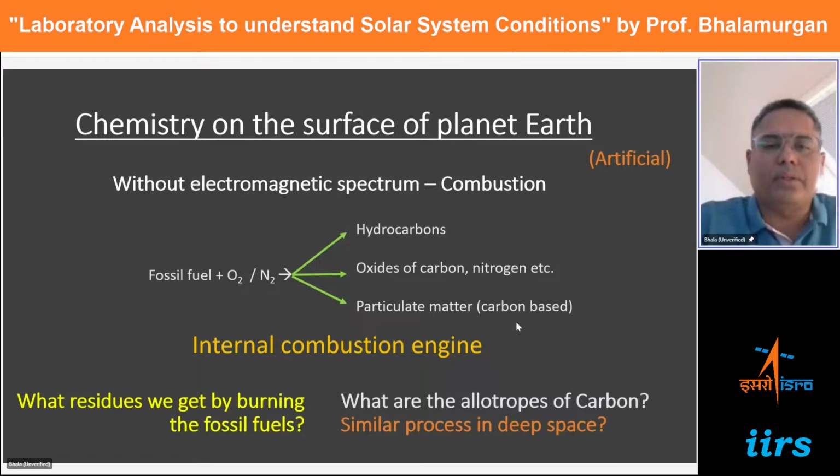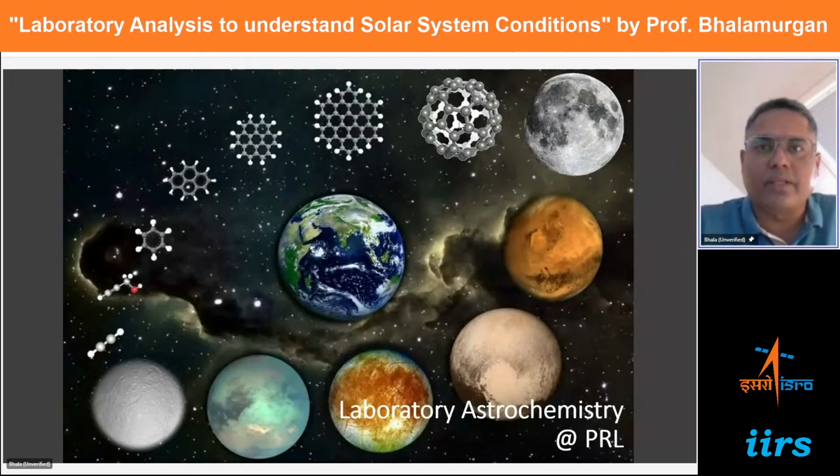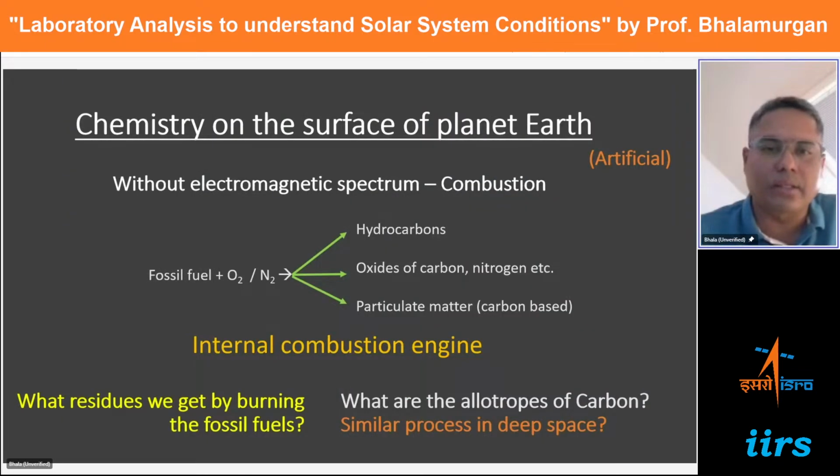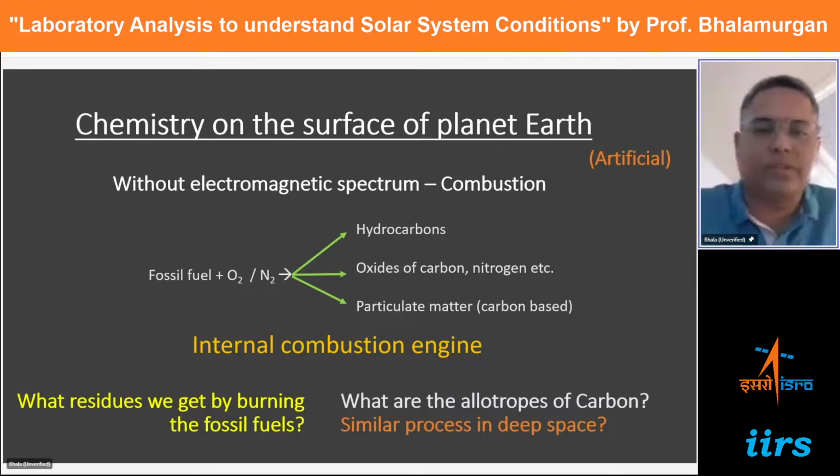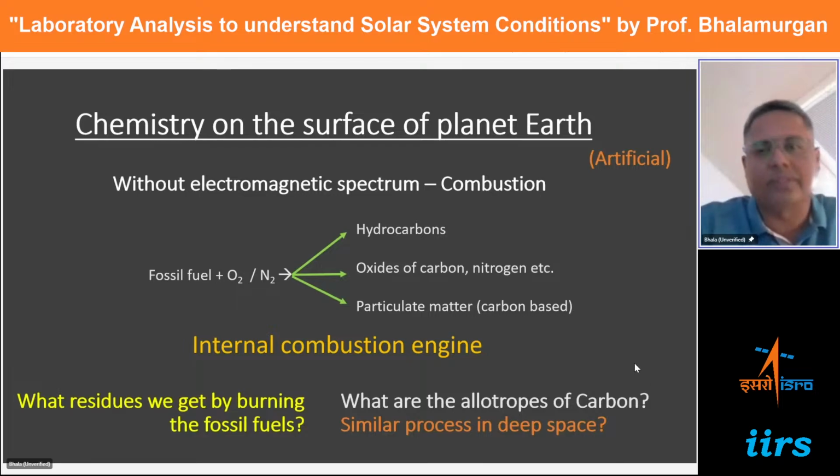Okay. So when you talk about hydrocarbons or the carbon component that is coming out of these internal combustion engines, are there any allotropes of carbon that are present? I hope you all know about the allotropes of carbon, which are graphene, fullerene, which is the C60, the football-like molecule, which you can see here in this logo, and the carbon nanotubes and so on. Okay. So the question is, the chemistry on the surface of Earth, are we looking at a similar process outside Earth, in the solar system or in deep space? Okay, this is one of the questions.